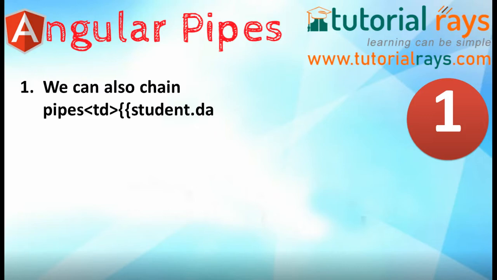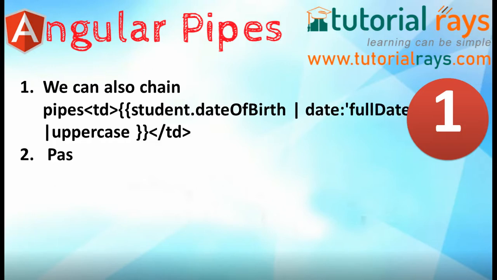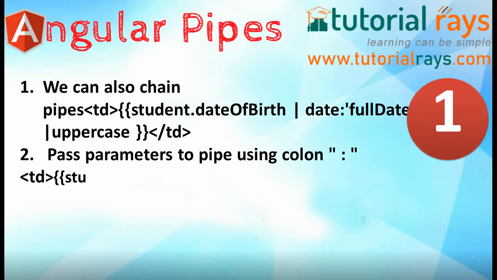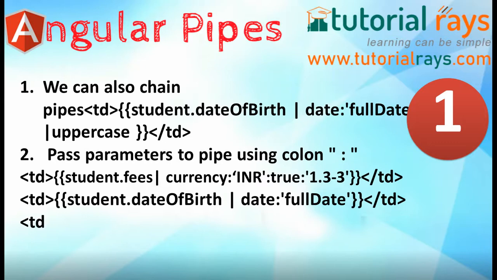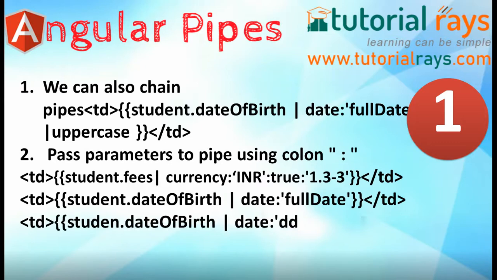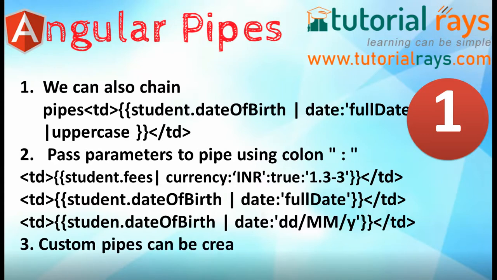We can also chain pipes. For example, student date of birth, date, fullDate, then uppercase. As you can see here, the student date of birth will display the full date. Apart from that, the date of birth will also display in uppercase. We will see this in a practical example also.